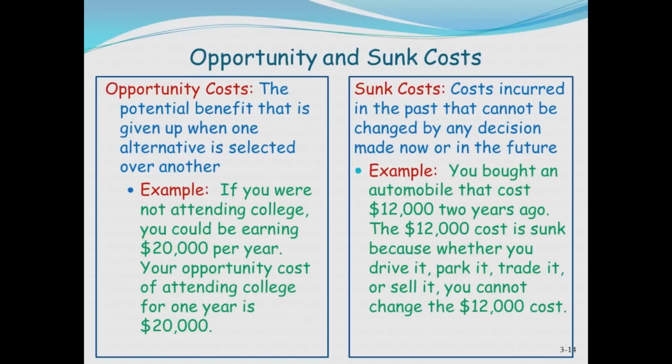Some costs are costs that were incurred in the past that, when you do analyses going forward and you want to make decisions, you can't consider. So you bought an automobile 2 years ago for $12,000. That $12,000 is sunk because you bought it. Whether you drive it, whether you park it, whether you trade it, whether you sell it, or whatever you're going to do with it, you still have already spent that $12,000. That's a sunk cost. You take it out of your analyses, unless you could sell the car, in which case it's not fully sunk.